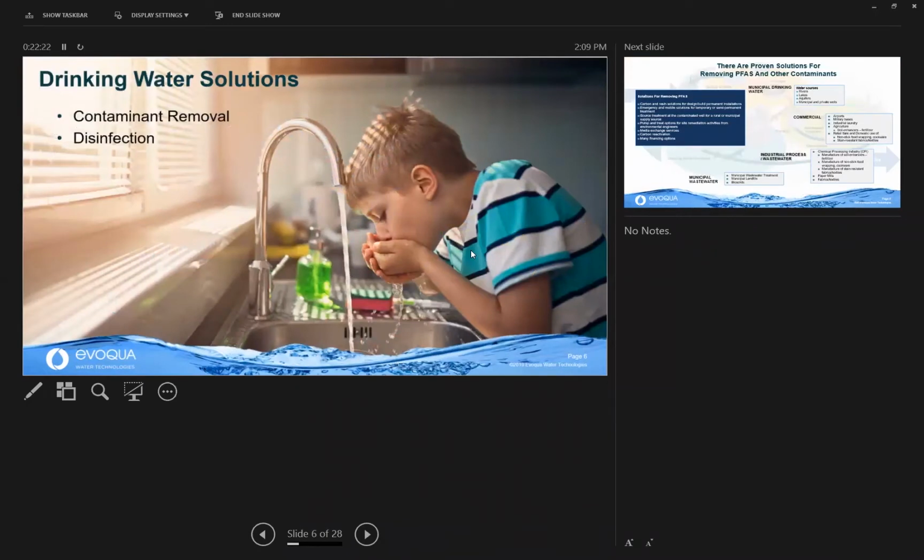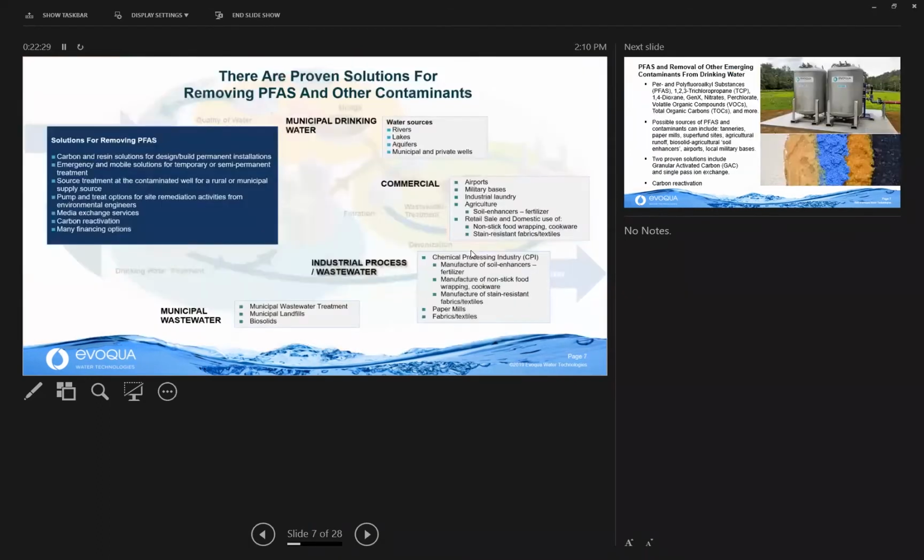So drinking water solutions. We're going to talk about contaminant removal and disinfection. So there are proven solutions. One of the big things now that people may or may not be familiar with is PFAS, which is per and polyfluoroalkyl substances. They're a set of man-made contaminants. They don't occur naturally in the environment. They're man-made or anthropogenic, and they've been used for a whole host of things going back to the 40s when they were developed.